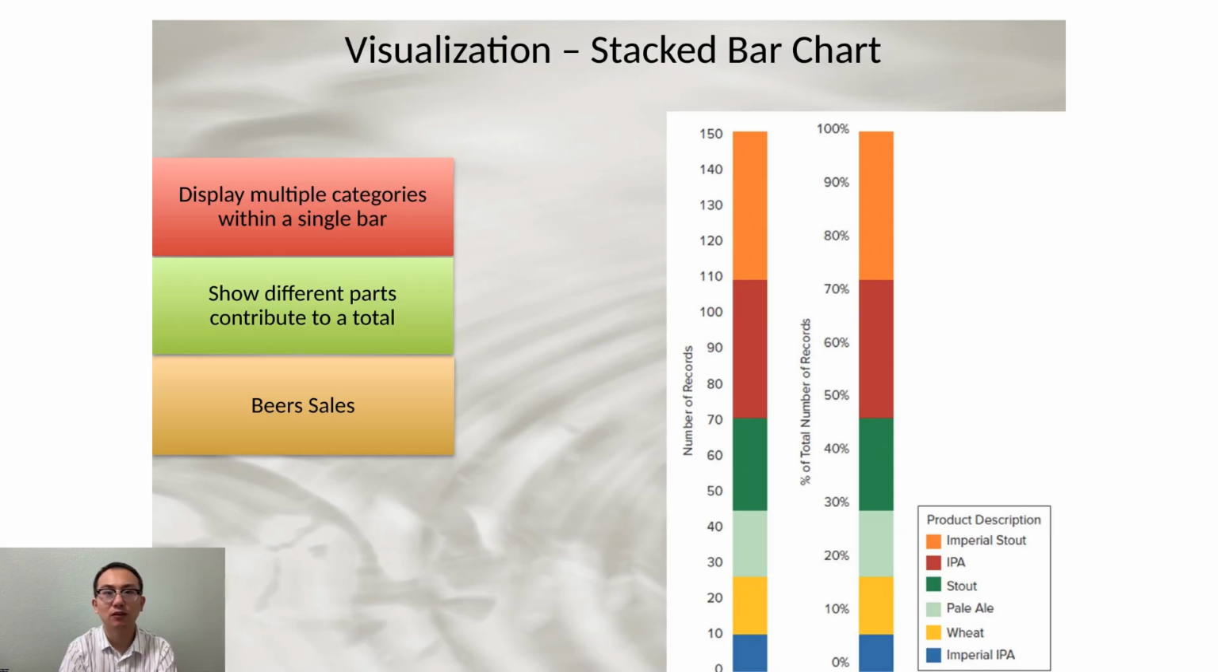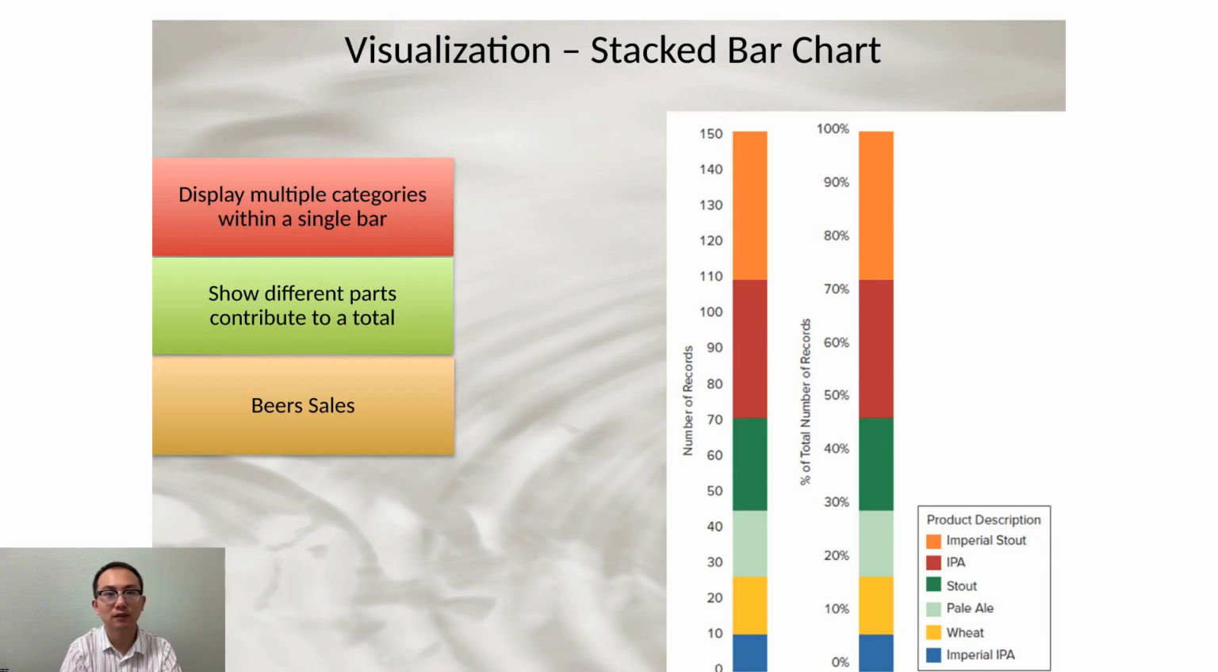Now let's look at 2 types. On the left, we have a regular stacked bar chart showing the number of beers sold broken down by type. For example, stout, ale, IPA. Each section of the bar represents one beer type, and the height of the whole bar shows total beer sales for each product. On the right, we have a 100% stacked bar chart. This one shows the same breakdown, but instead of using counts, it uses percentages. So each bar is the same height, and you're comparing proportions instead of totals.